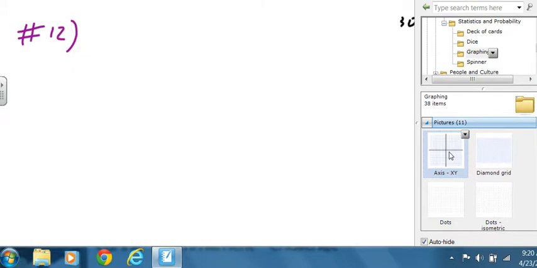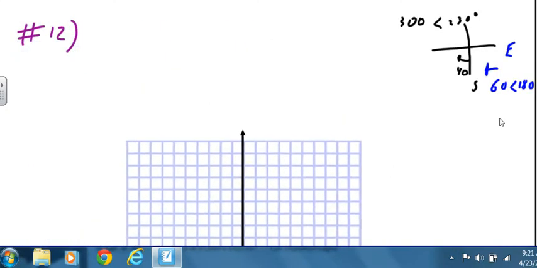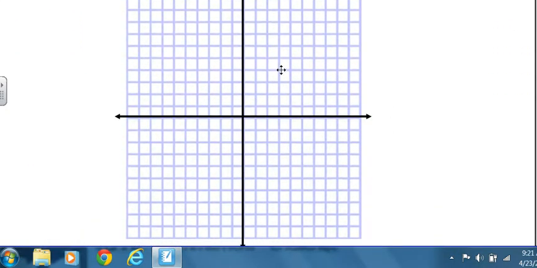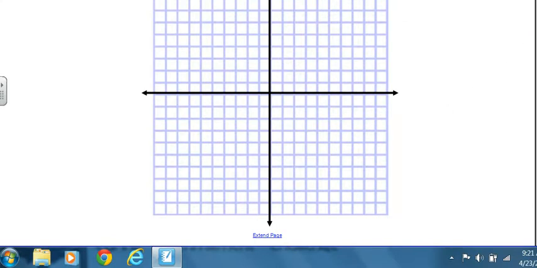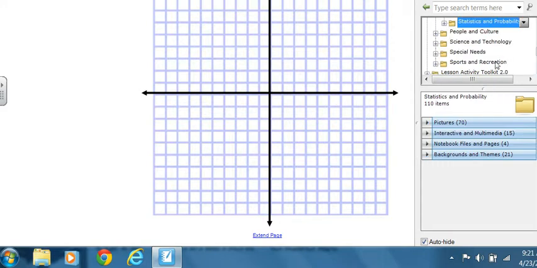And we're going to need an XY plane because that's more fun if we have an XY plane, right? So we got an XY plane, and then we need a compass. And where did we get our compass from?